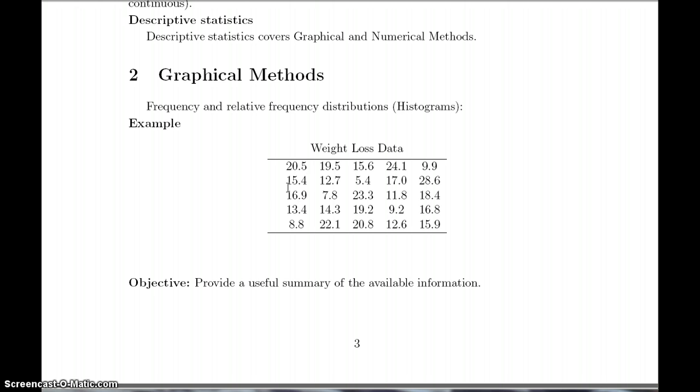And how many data points or measurements we have, which is a sample, we call that a sample size. So if we count, we have 1, 2, 3, 4, 5, 1, 2, 3, 4, 5. So we have 25 measurements, and you can see our objective is we want to provide a useful summary of the available information, and the summary we are looking for is one that we can use later for further analysis, not just for displaying the values.